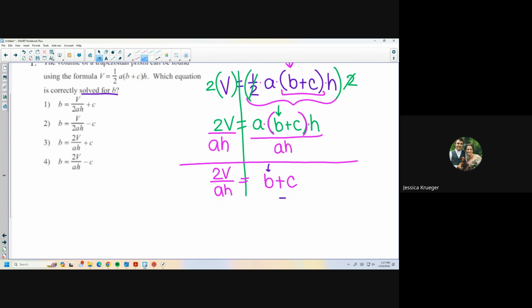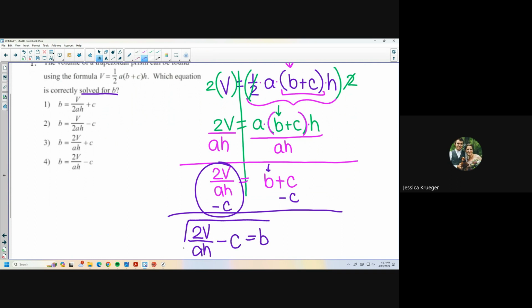Last step is to get rid of plus C. So I'm going to subtract C from both sides. This is the last time I'm going to ask you to pause. How would you rewrite this side? Here's what you should get. 2V over AH minus C equals B. And there, step by step, is how we isolate B for that equation. That gives us, by the way, answer choice 4.